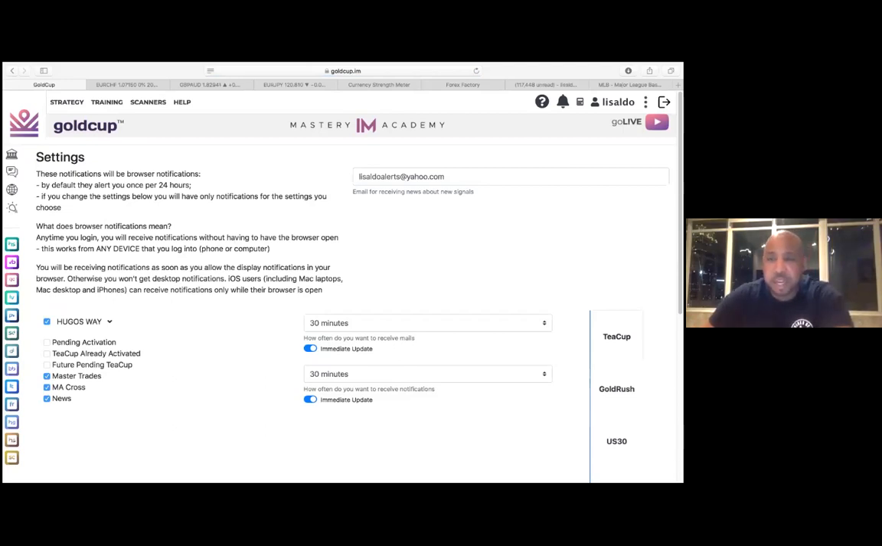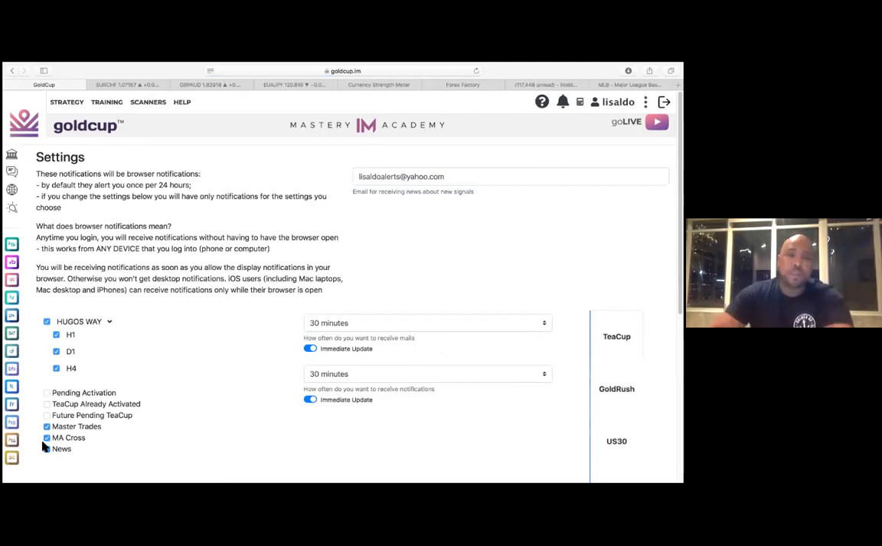And on the Teacup side, you want to make sure that you get the alerts every 30 minutes. Make sure this is shaded in blue. Make sure Hugo's Way is checked. The 1 hour, the daily, and the 4 hour, those boxes are checked. And then Master Trades is the same thing as Master Teacups. MA Cross is the 4 and the 50 moving average strategy. And news is pretty cool because we let you know like 45 minutes before news comes out on a specific currency pair. We send you an email just in case you might have forgot. Listen, there's news coming out on the dollar. Just be careful trading it, right?